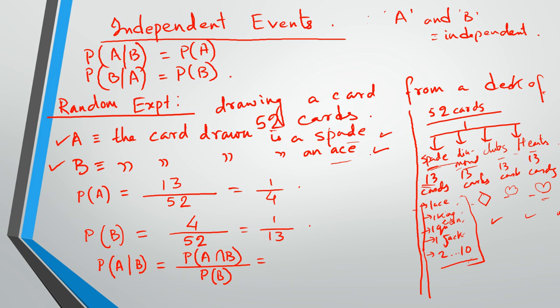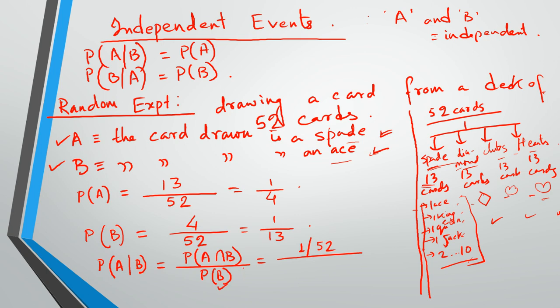How many cards are there which are spade and which is an ace? Spade, there are only 13 cards, and from there we have only one ace. So basically this is one favorable event divided by total number of cards, 52. This is P of A intersection B.